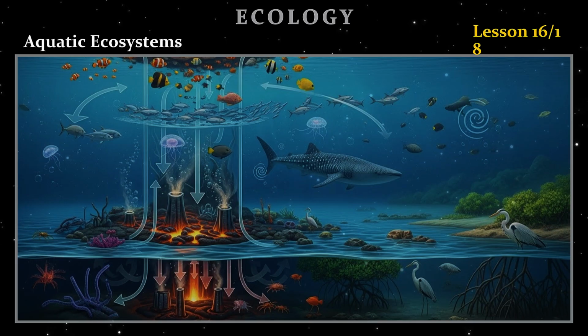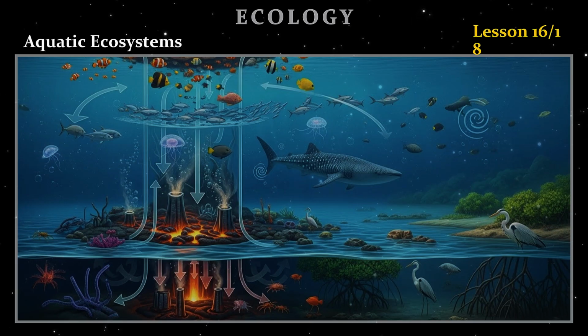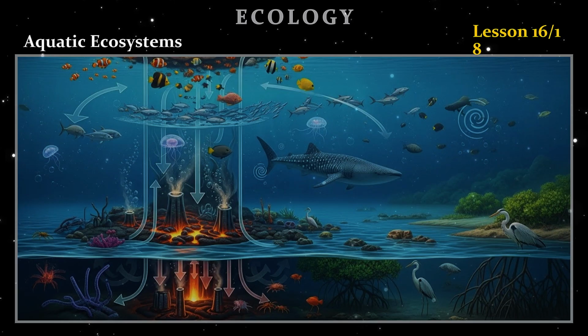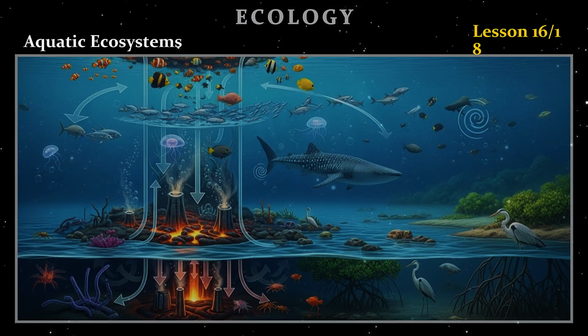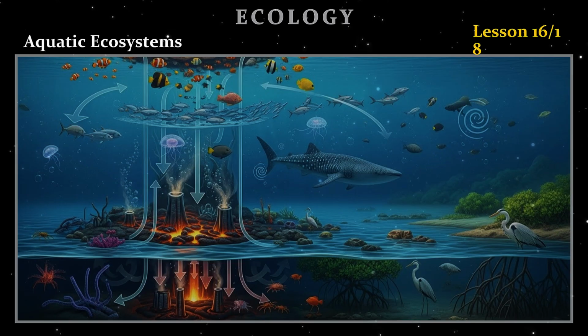This acid steals the carbonate ions that corals need to build their skeletons. They are literally dissolving. A coral reef is the rainforest of the sea. If it dies, a quarter of all marine species lose their home.